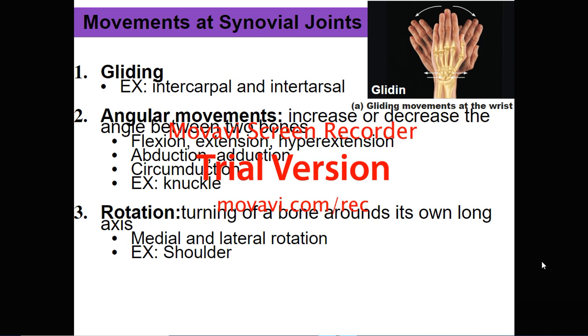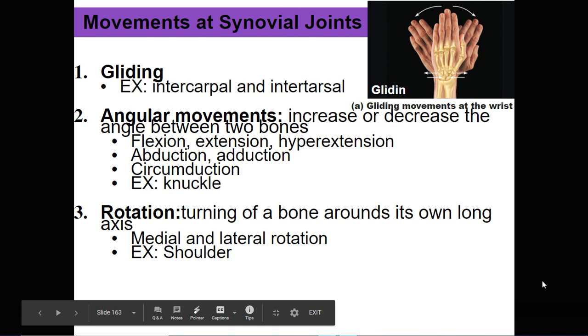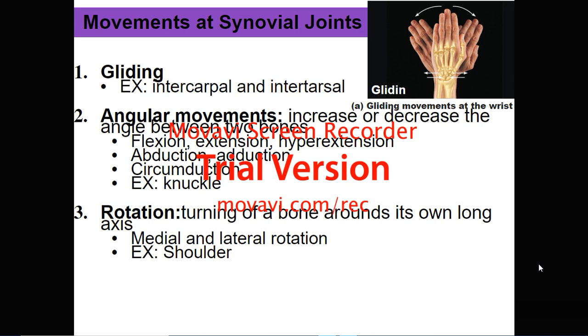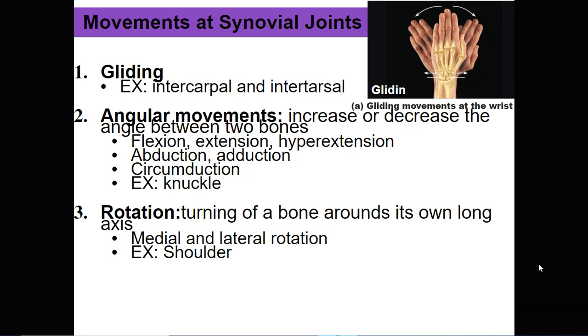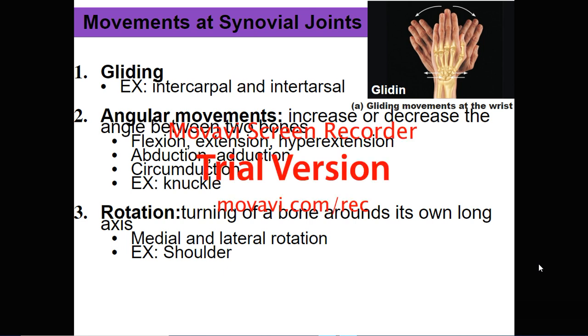So let's talk about the angular movements. With the angular movement, you're going to either increase or decrease an angle between two bones. There are different ways that you can do that. You can do flexion, extension, hyperextension, abduction, adduction, circumduction. And again, we're going to go into more detail on each one of those. There are figures, and I think it'd be better to talk about it with the figure. And then the third type, rotation, turning the bone around its own long axis.